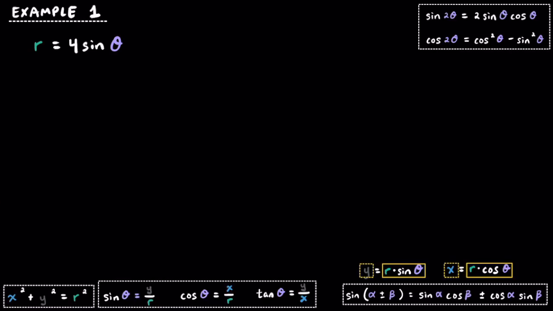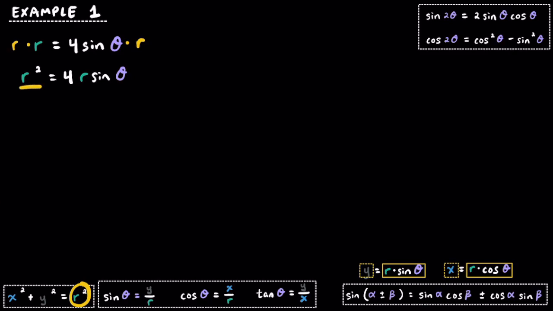For example 1, let's convert the polar equation r is equal to 4 times sine of theta. To begin, let's multiply both sides of this equation by r. The reason I'm going to do so is so that we can get r squared on the left side. So r times r on the left side is just going to be r squared, and on the right side we're going to have 4 multiplied by r times sine of theta.